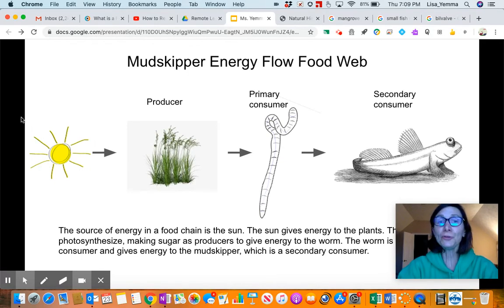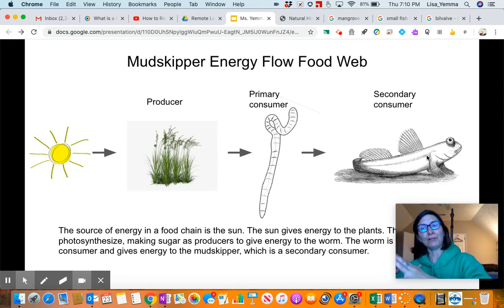The food web is the linear energy flow. So I'd like you to make a slide of food web of that linear energy flow. I always kind of sort of start with my organism in the food web. And I start with the mud skipper, and I know that that food web is where the energy is flowing.